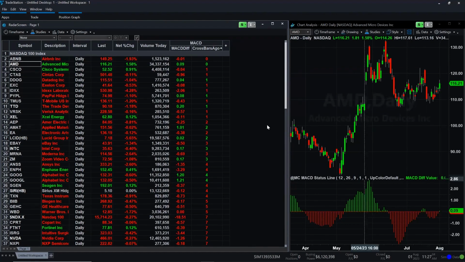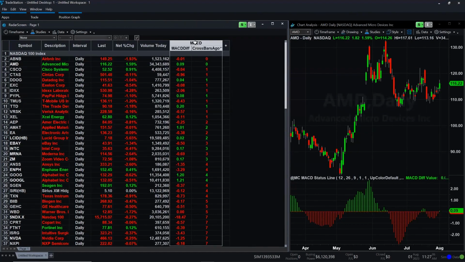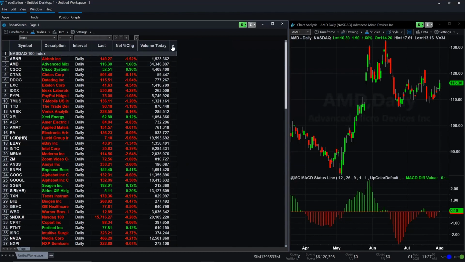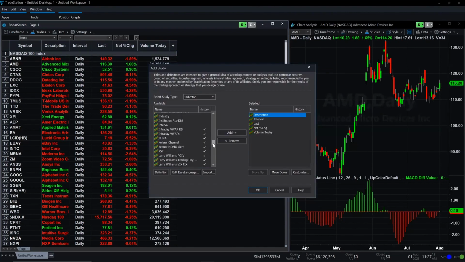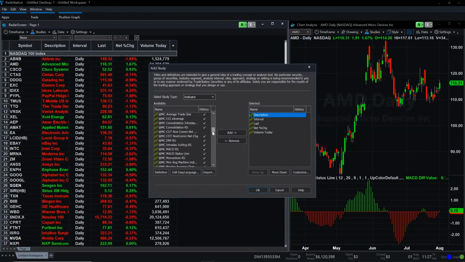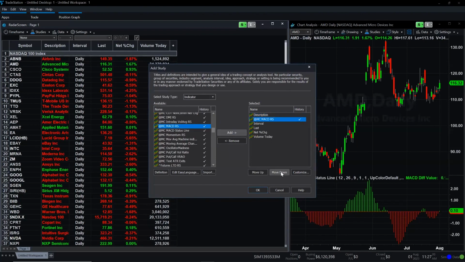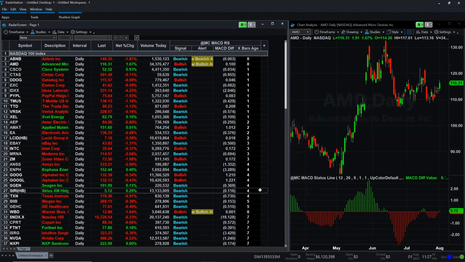All right. The indicator that I supplied, let me remove the MACD here and click on the plus here. Very similar to the one that's built in. It just has one additional column. Let me go here to @MC MACD for RS. I'm going to add it and I'm going to move it down right here, right after volume. I'm going to click OK. Okay, and here we go.